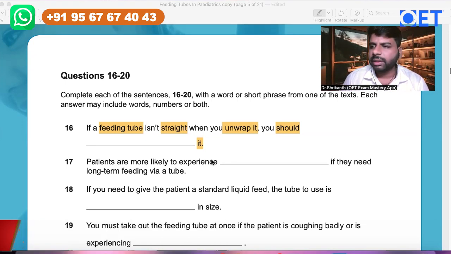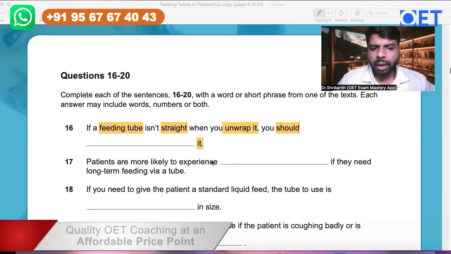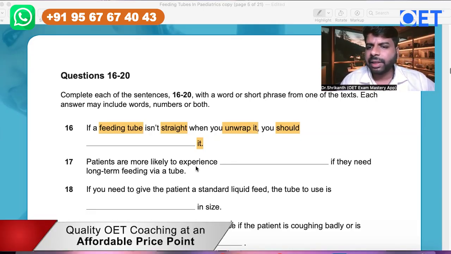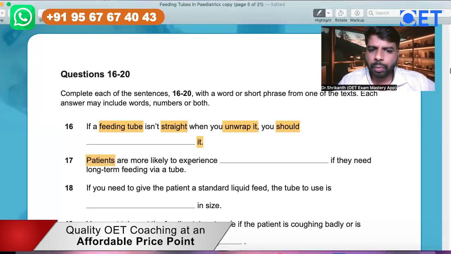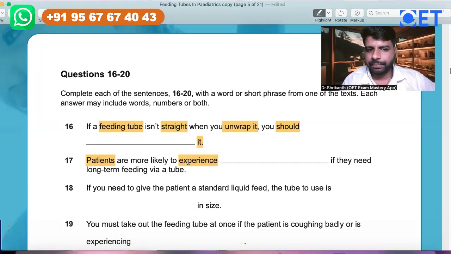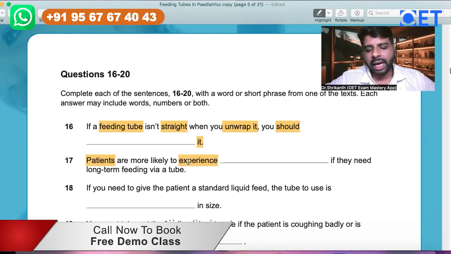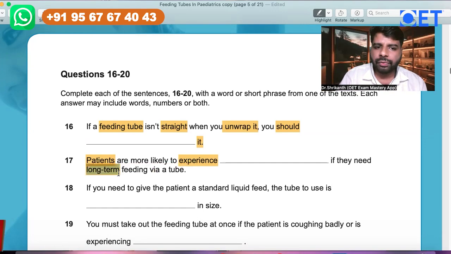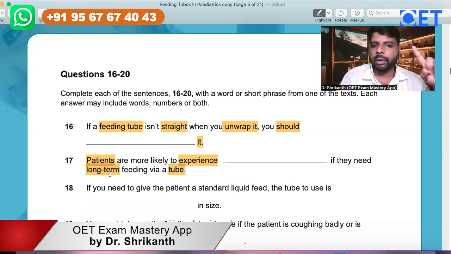Now, let's take a look at the 17th question. Patients are more likely to experience dash if they need long-term feeding via the tube. Here, patients are more likely to experience something. More likely means they have a higher chance of experiencing it. This is something they can experience in their body, if they need long-term feeding via tube. So what are the keywords over here? Long-term, and something they will experience.